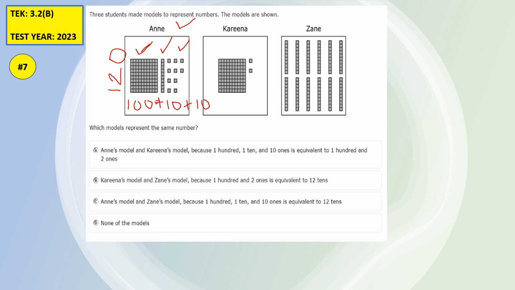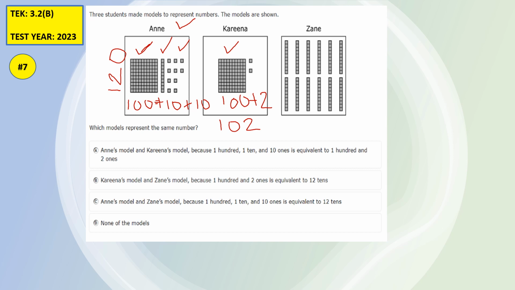Now let's look at Karina's model. Again, this is 100. And she has 2 units of 1. So that means that Karina's model is equivalent to 102.